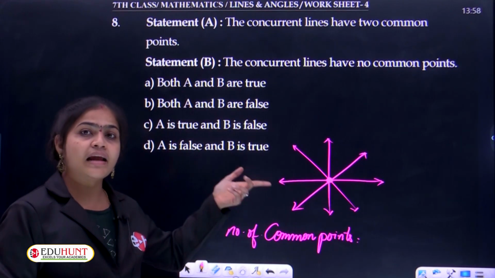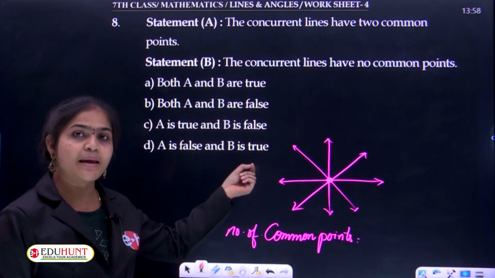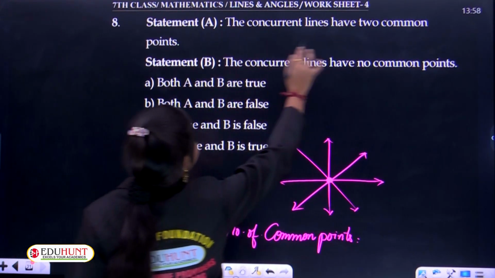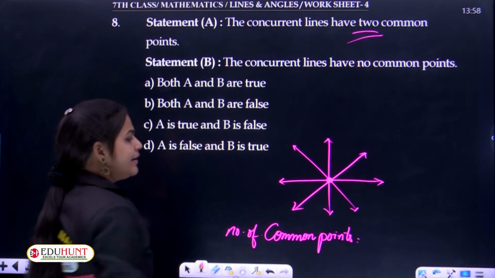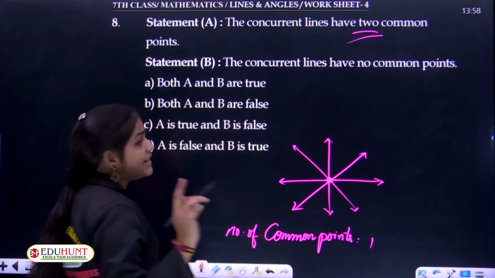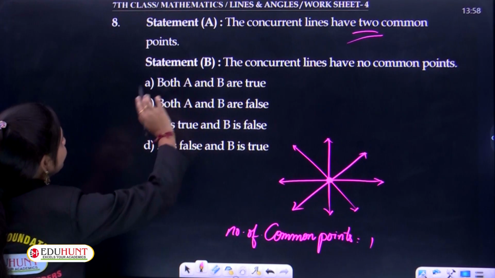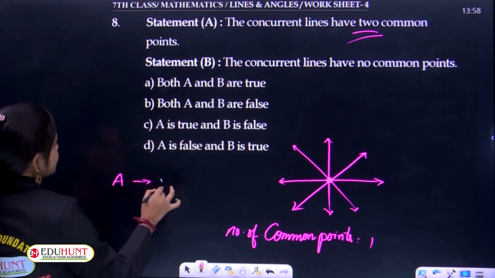3 or more lines passing through the same point. Same point means how many points? Only 1 point. But as per this, they are saying 2 common points. 2 common points are not there here. That's why only 1 point is there. That's why the assertion is wrong here. A means the assertion, what they have given here, that is wrong. Statement A is wrong.